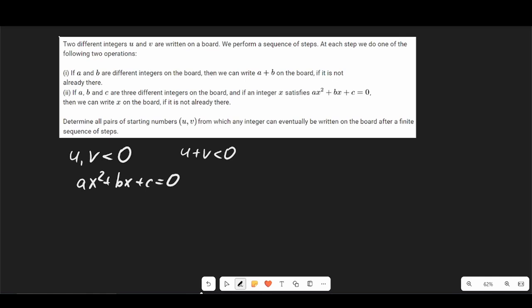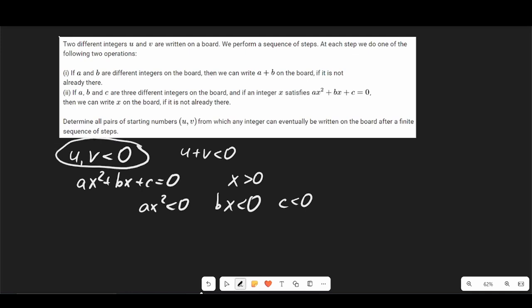And why is it correct? If x is greater than 0, a times x squared is less than 0, b times x is also less than 0, and c is also less than 0. So their sum would be negative and cannot be equal to 0. So if both u and v are negative numbers, we cannot generate any positive integer. So this is one restricted pair.